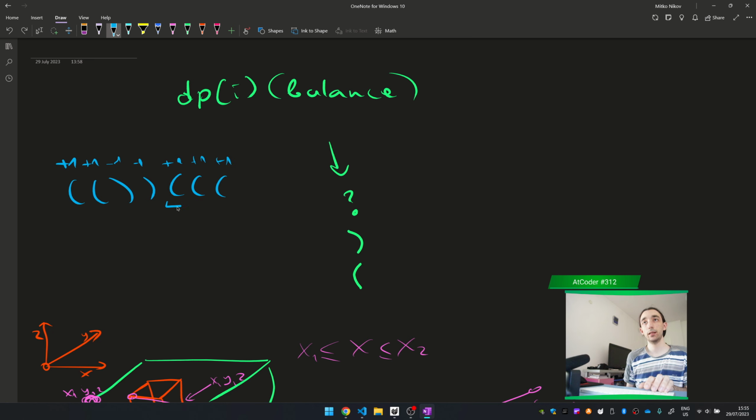Then this is like the index, this now has a balance of 3. At this index I have a balance of 3. This is one possible solution.